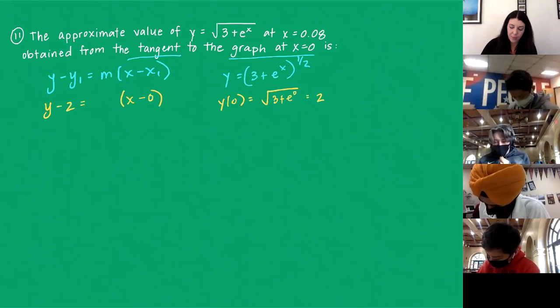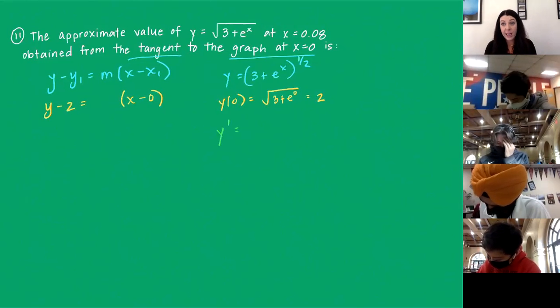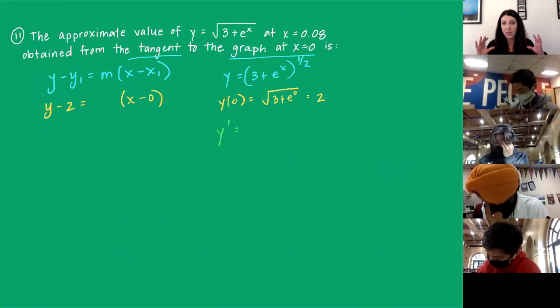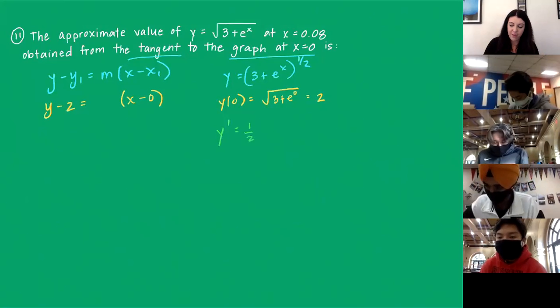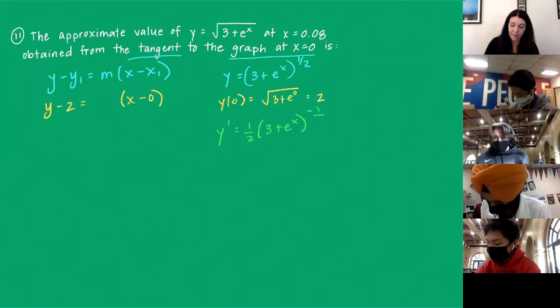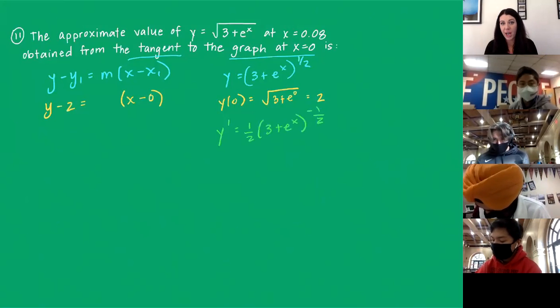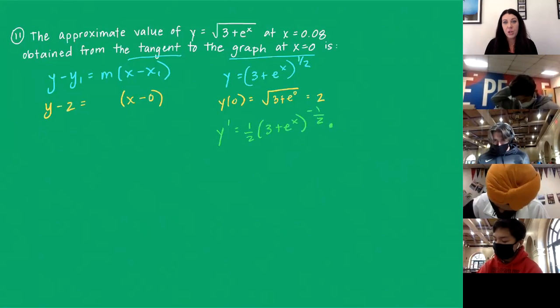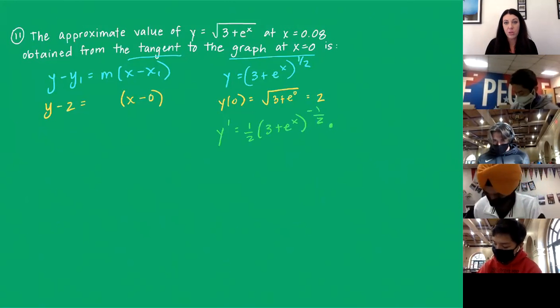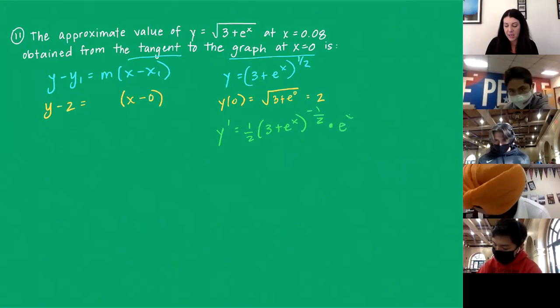We're going to get y prime is equal to, now we need chain rule, right? So my outside function is something to the 1/2. So we're going to get 1/2 that something to the negative 1/2. But you cannot forget the chain. You need to multiply by the derivative of the inside function. The derivative of 3 is just 0. The derivative of e to the x is e to the x.